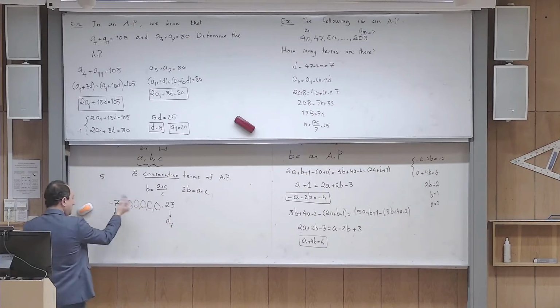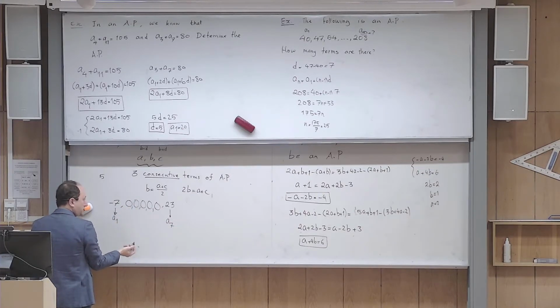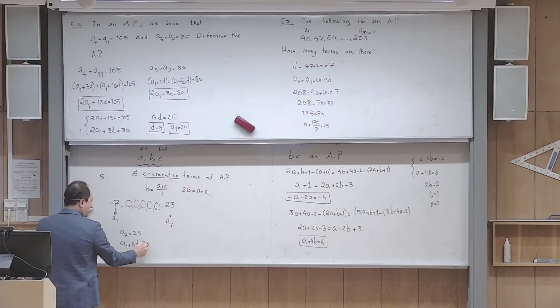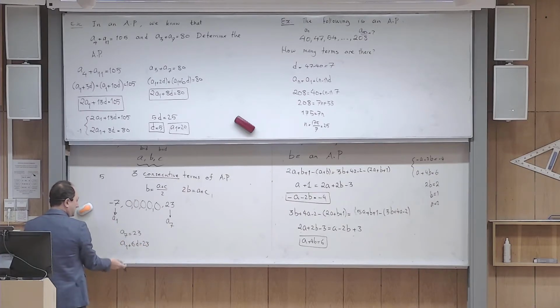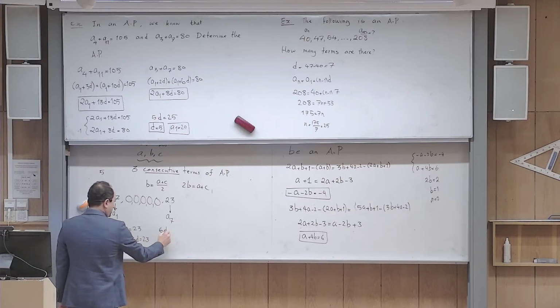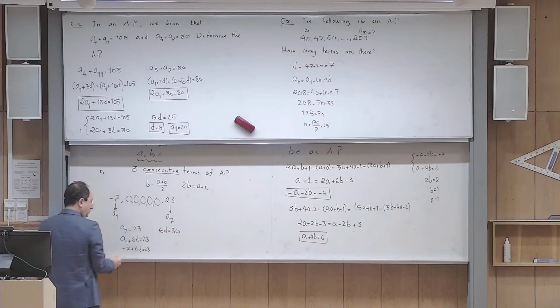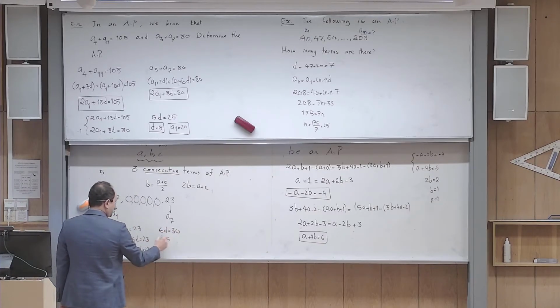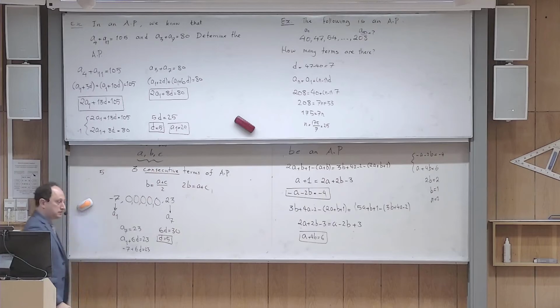So the problem is very simple, yes? A7 is 23, but you know the formula for A7 in an arithmetic progression. It is the first term plus 6 times D is equal to 23, but A1 is -7. So -7 plus 6D is equal to 23. So 6D is 30. And then what happens for D? D is 5.